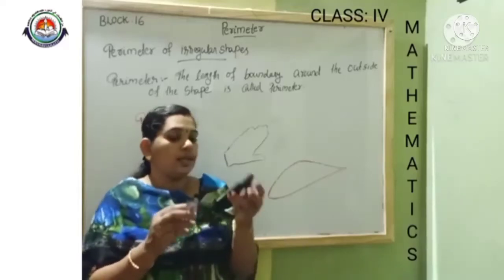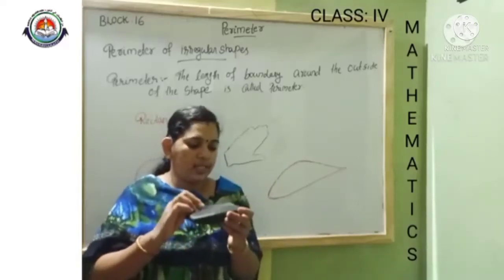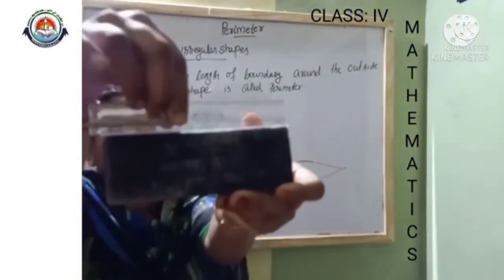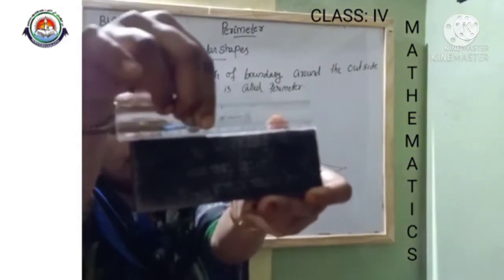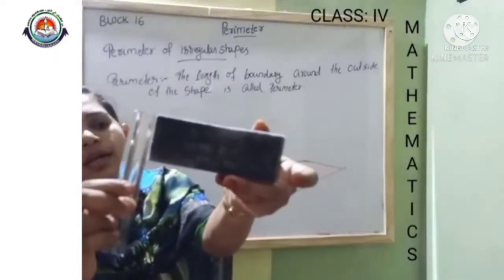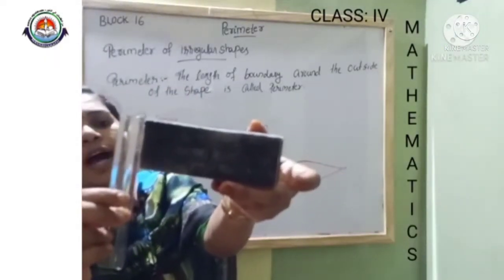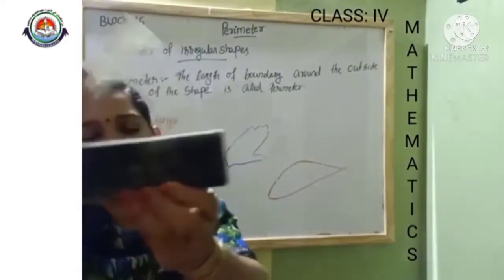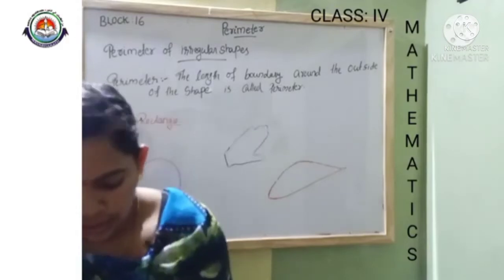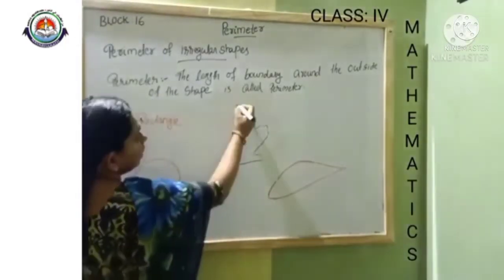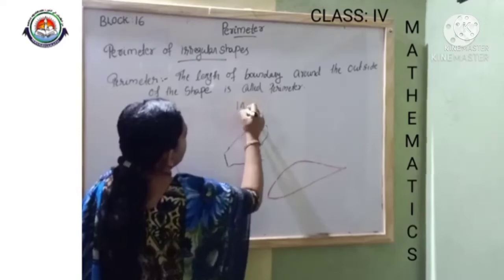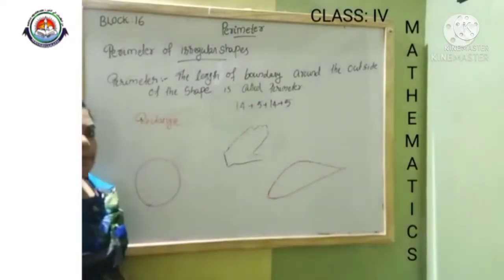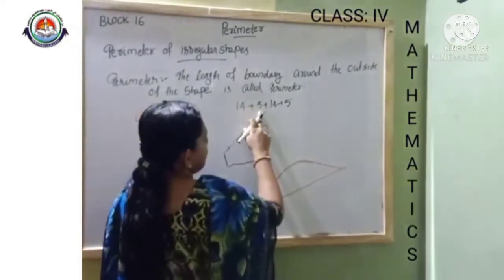I just measure each length. Here the length is 14 centimeter. Look at that, 0 to 14 centimeter. Here 5 centimeter. Here 14. Here also 5. So what is the perimeter here? The lengths are 14, then 5, then again 14, then 5. What is the perimeter? The sum of this: 14 plus 5, 19.